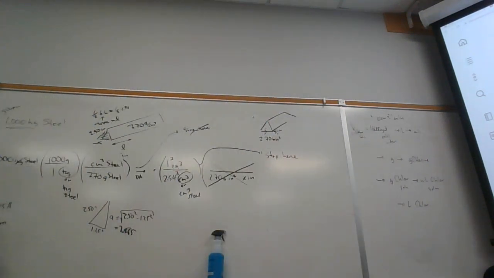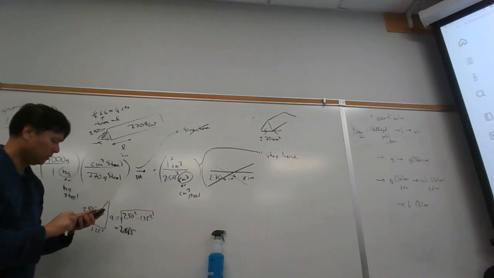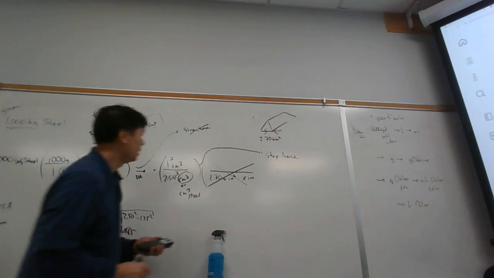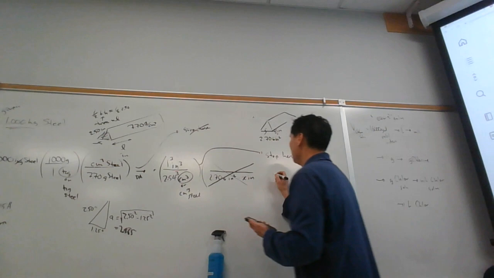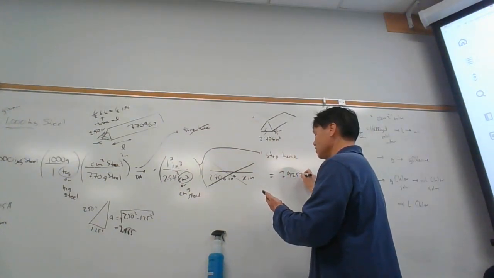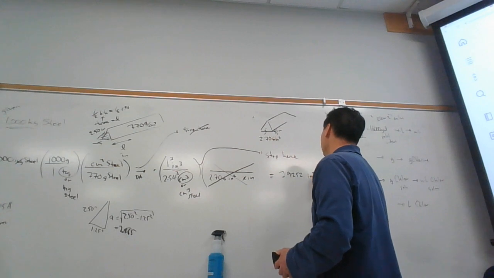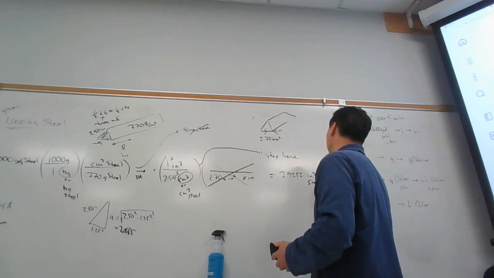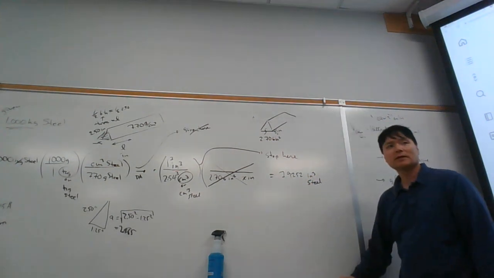This will be 1,000 divided by 7.7, divided by 2.54 cubed. And so I got the volume of 7.9252 cubic inches of steel. Is that what you guys get?